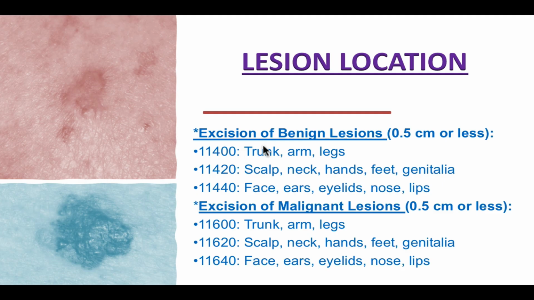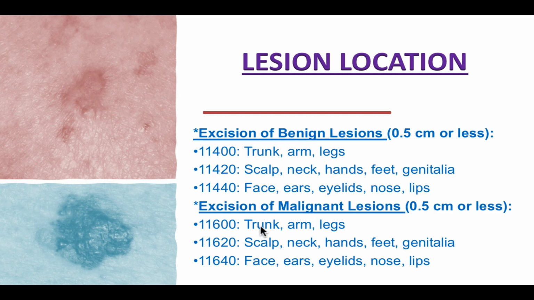For excision of benign lesion, 11400 is for excision on the trunk, arm, or legs with an excised diameter of 0.5 cm or less. 11420 applies to excision on the scalp, neck, hands, feet, or genitalia, also with an excised diameter of 0.5 cm or less. 11440 is for excision on the face, ears, eyelids, nose, or lips with the same excised diameter of 0.5 cm or less.